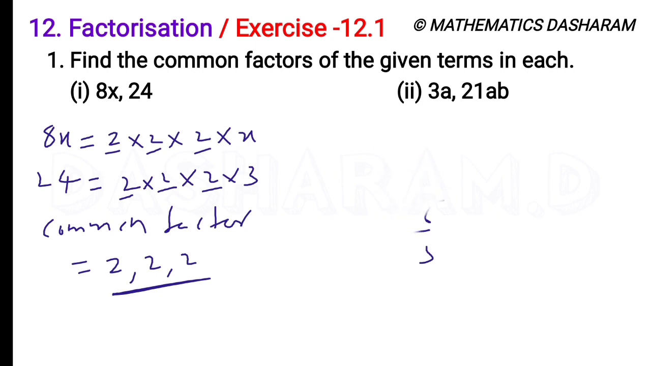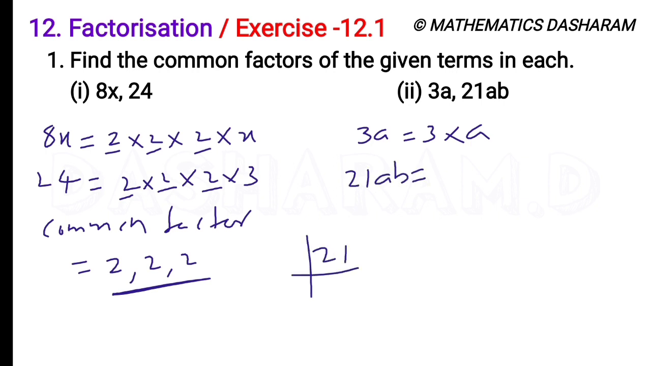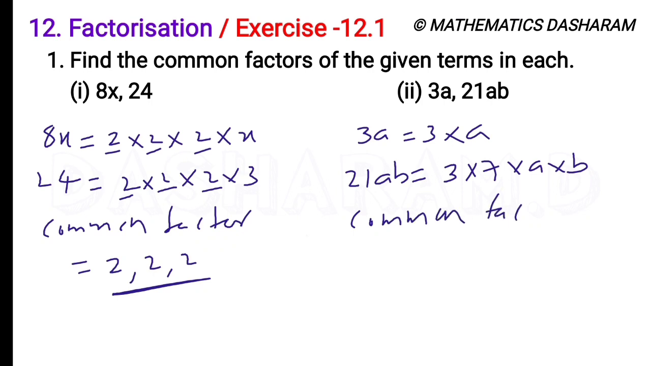Next, coming to the second question, 3a, 21ab. So 3a equals, write in the product form, 3 into a. 21ab: 21 comes in the 3 table, 3 sevens are 21. So 3 into 7 into a into b. So then the common factors are: here 1 3 common, and 7 is not common, a is common. That's it, 3 and a both are common.